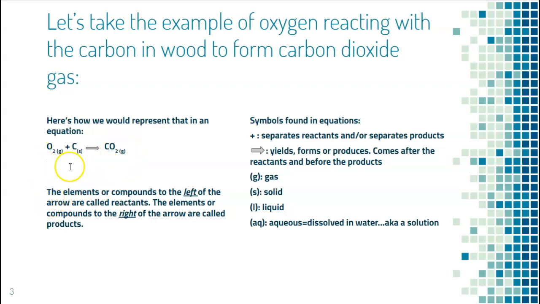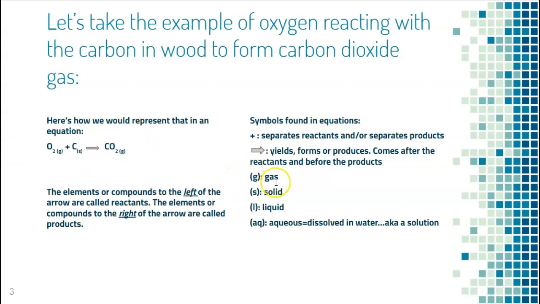Some vocab for you: anything on the left side of the arrow, these are called reactants. That's kind of what goes into your chemical equation, kind of your ingredients, if you will. And anything on the right side is a product, okay? This is what is made in the chemical reaction. We can use a plus sign to separate any reactants, and if we have multiple products, we would use a plus sign in between them. This arrow here means yields, forms, produces. This is what you make in the reaction.